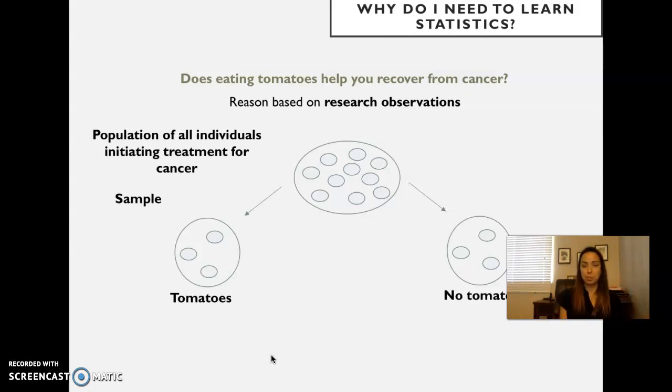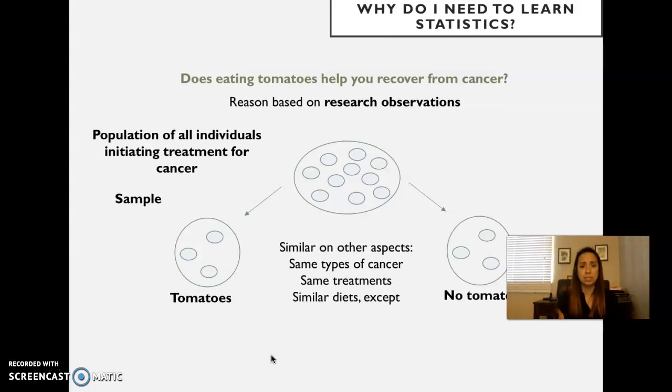So you have one group eating tomatoes, the other group not eating tomatoes. And the researcher will guarantee that the two groups are similar in some other critical aspects that are already known to influence recovery, such as the type of cancer, the type of treatment they are receiving, the types of diet that they are receiving, except the tomato piece. And of course, the random sampling guarantees that the two groups are similar in other aspects that perhaps researchers don't know yet about, but that may matter for recovery.